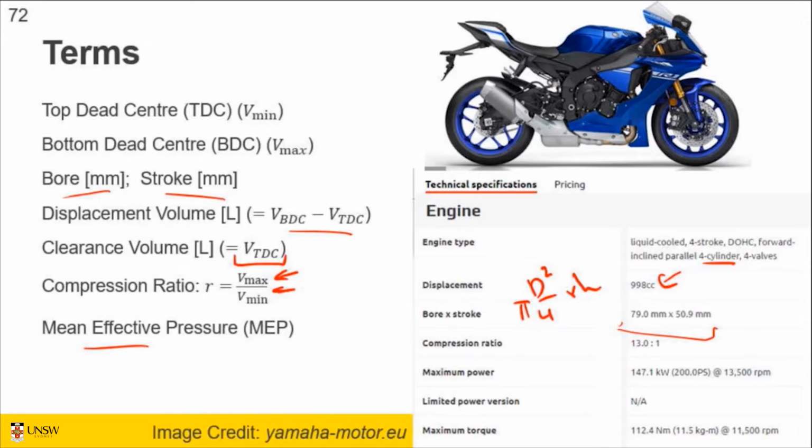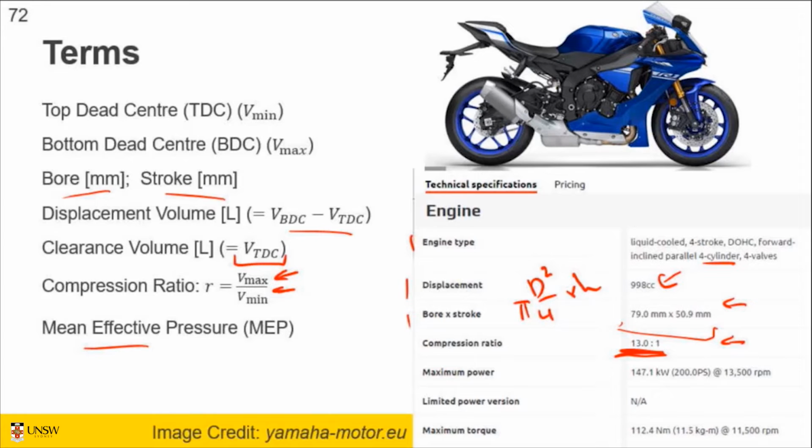You either just learn lots about engines or nothing about engines at all. This is a pretty typical spec sheet, tells you stuff about the engine, displacement, bore and stroke, as I said, compression ratio, okay? So for this motorbike, I know what the swept volume is, and I know what the compression ratio is, so I know what the minimum volume is. I can calculate that.